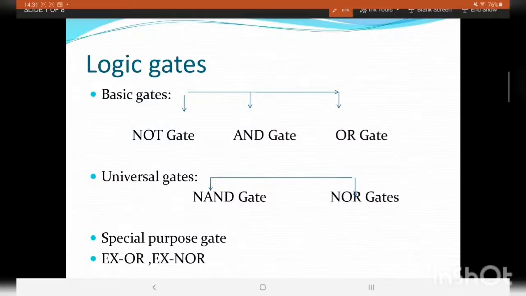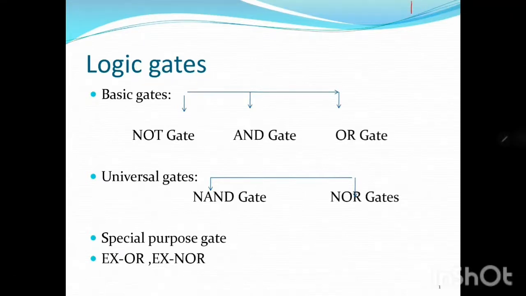Today we are going to see the logic gates. In logic gates there are different types, that is basic gates, universal gates and special purpose gates. Basic gates are NOT gate, AND gate and OR gate. Universal gates are NAND gate and NOR gate. Special purpose gates are XOR gate and XNOR gate.